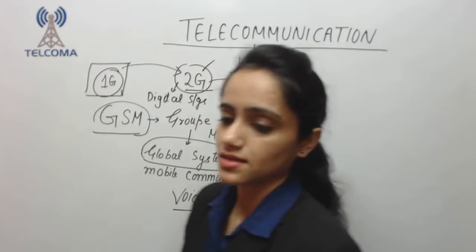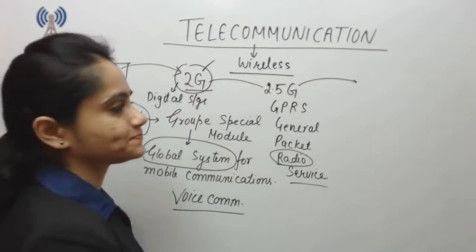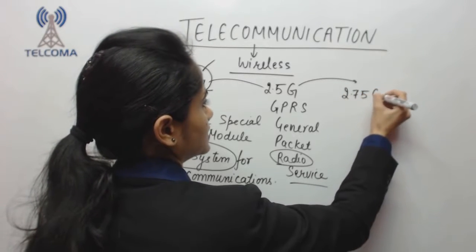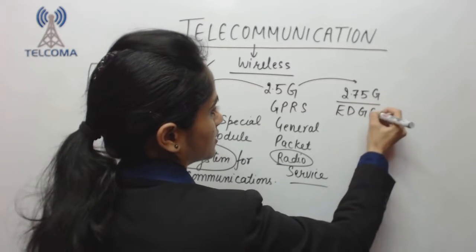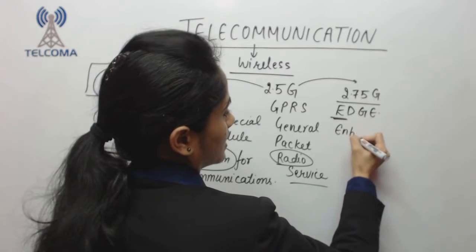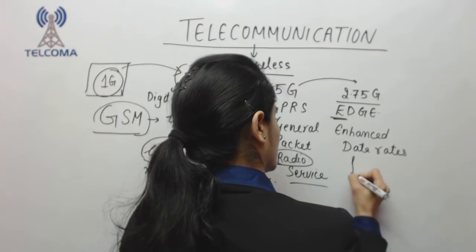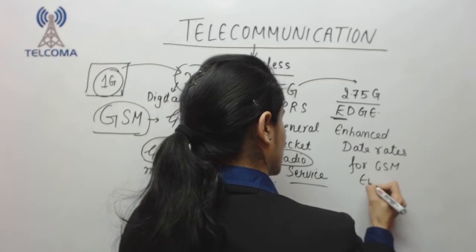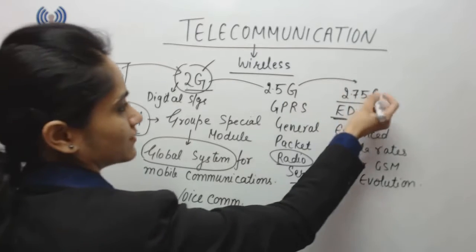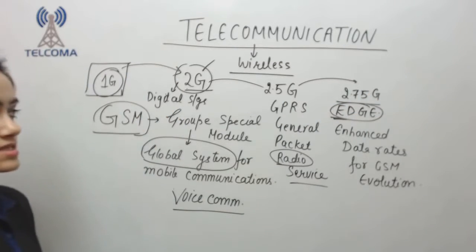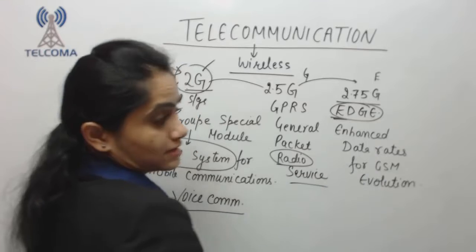But the data rate in GPRS is very low, so we require more data rate. So we have 2.75G, with the name EDGE. E stands for Enhanced Data rates for GSM Evolution. That means we have increased the data rate from GPRS in EDGE technology. When we access GPRS on our mobile device, we see the sign G. When we access EDGE, we see the sign E.